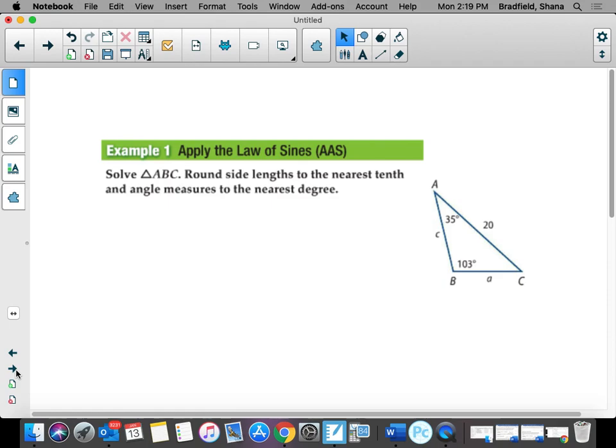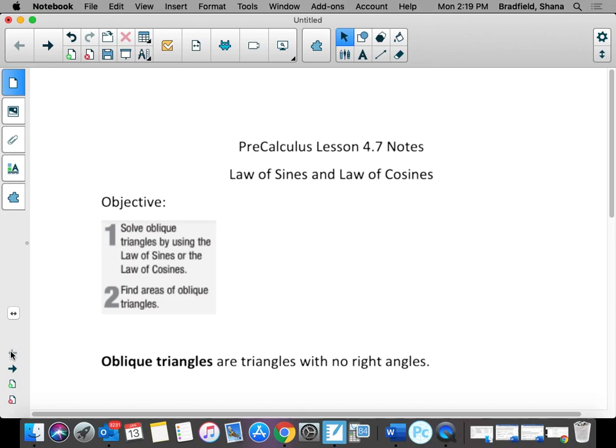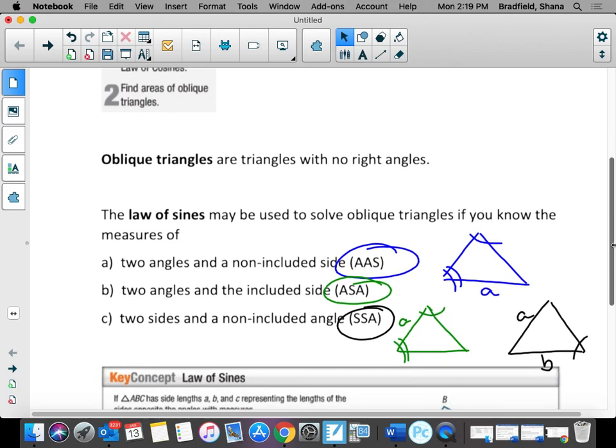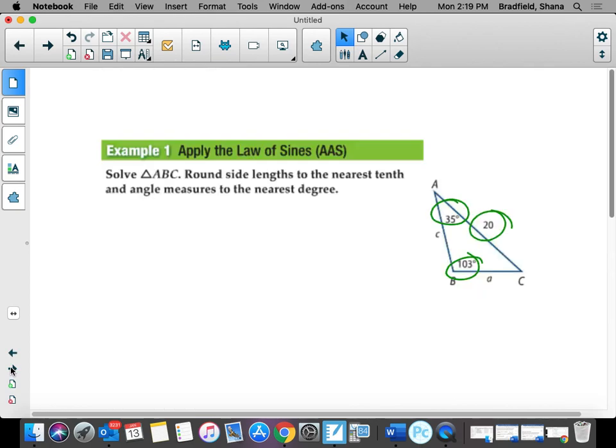All right, so we have our first scenario here. It says round the side lengths to the nearest tenth. We have an angle, and then we have a non-included side. If we go back, you can see that that fits that first scenario, having two angles and a non-included side. I'm just going to label the parts that are not labeled here. I have angle A, and directly between angle B and C, I have side A. I have an angle C and a side C, and then I have an angle B, and that would be my side B.